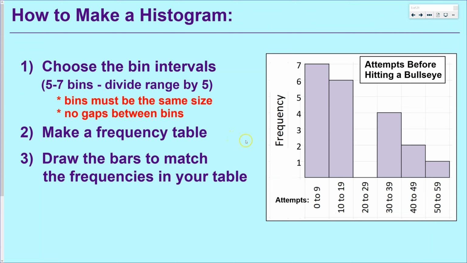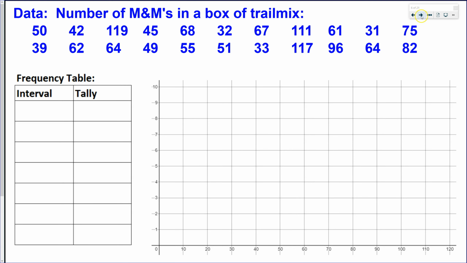And once we have our frequency table, we're going to set up a graph just like this. We're going to draw the axes and draw these bars at the appropriate frequency. So let's do one. Here's our first one. This is a random sampling of the number of M&Ms in a box of trail mix. So here's our data. It is randomized. It is not in order. You may choose to put it in order.